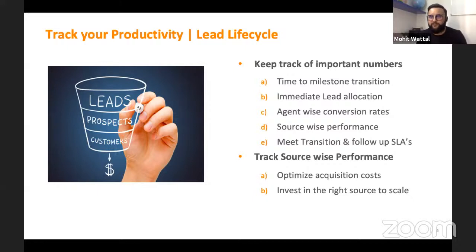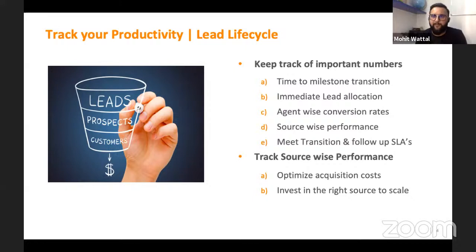But what happens after you make the lead? Were you able to consume that lead? As an organization, were you able to do justice to that lead? In today's environment, when the supply of lead is sort of limitless, your demand and your capability of reaching out to that lead or consuming that lead is very, very critical. And there is only one way to know it: when you track your productivity.